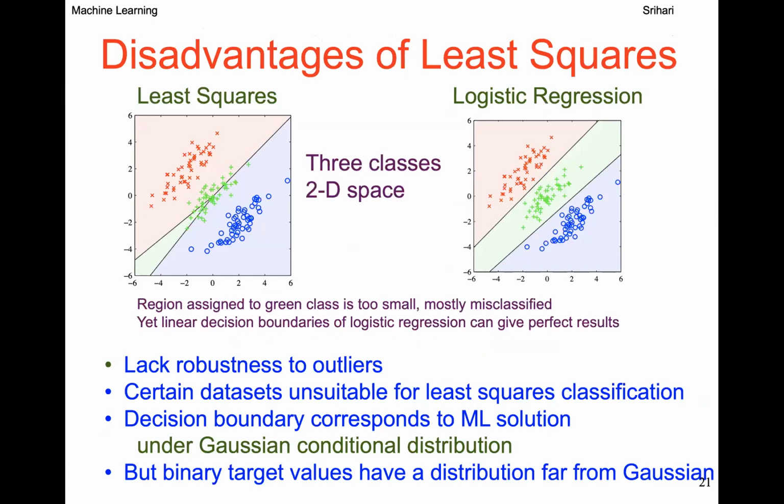So, a disadvantage of least squares: three classes in two-dimensional space. Here is a three-class problem, and you're using the method of least squares, the two-class problem and the three-class problem. And then we are using, again, logistic regression, which also draws a straight line, and we can use that to partition the space. And this seems to give a nicer solution, logistic regression, compared to least squares.